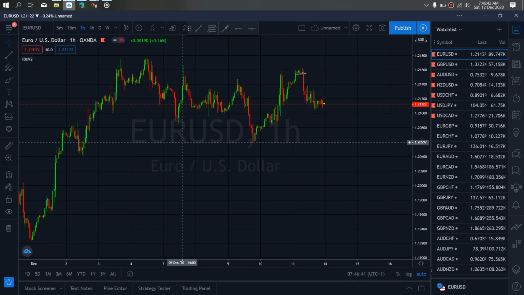Zoom to the 1-hour time frame. On the 1-hour time frame, I expect this to drop a bit further down before it will climb back upside to complete this B and then drop for C wave.